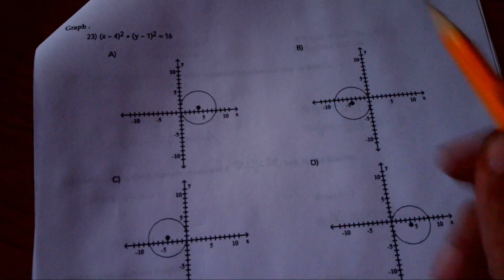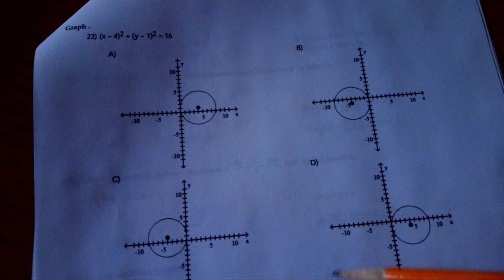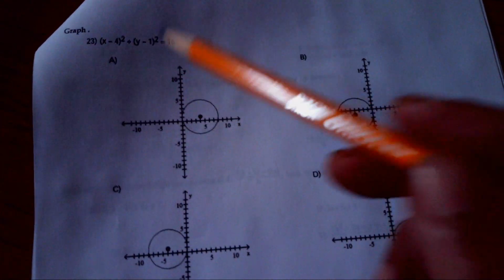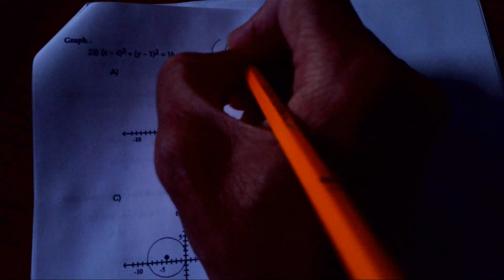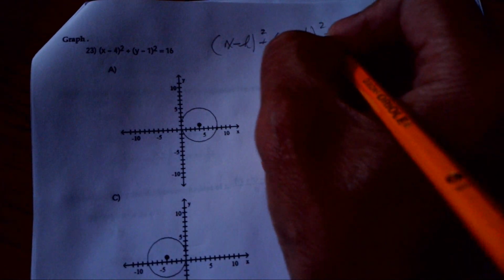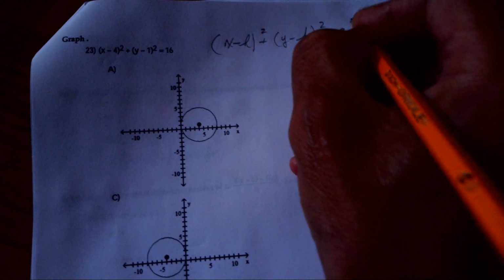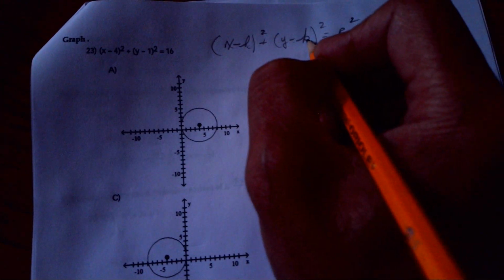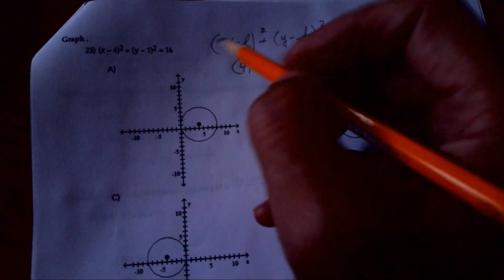And here again, now he's asking me which one of these graphs represents the equation that he's given me. Now, what I like about this, we know that the general equation of a circle looks like (x - h) squared plus (y - k) squared equal to the radius squared. After the minus sign comes your h value. After the minus comes your k value. After the minus sign, I see a 4. After the minus sign, I see a 1.